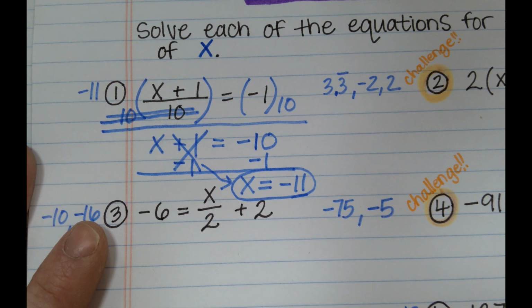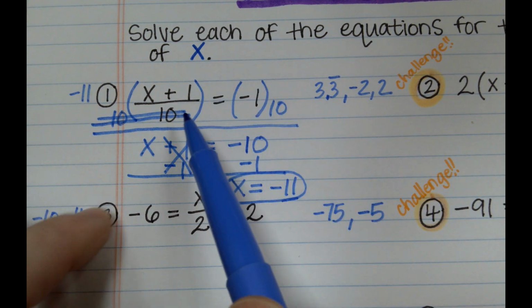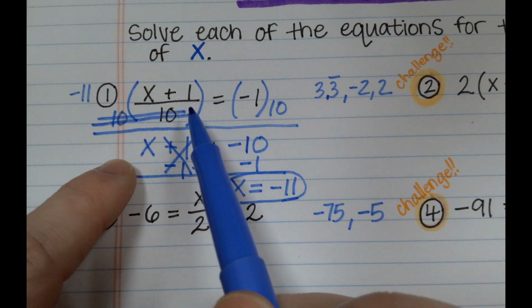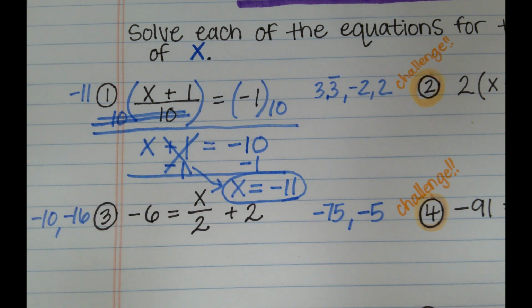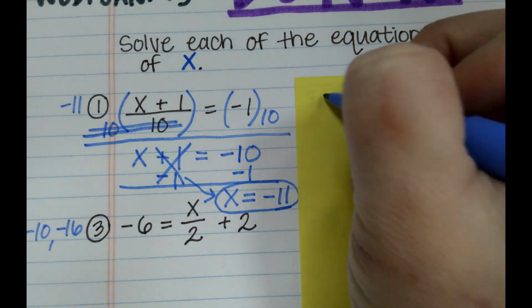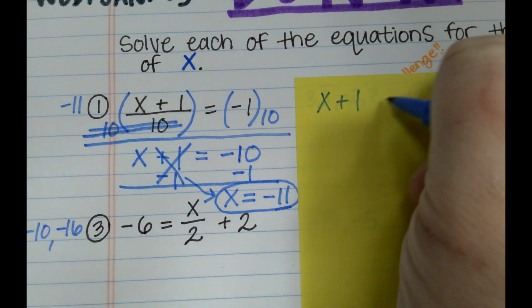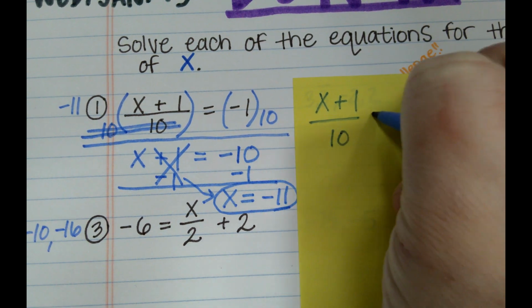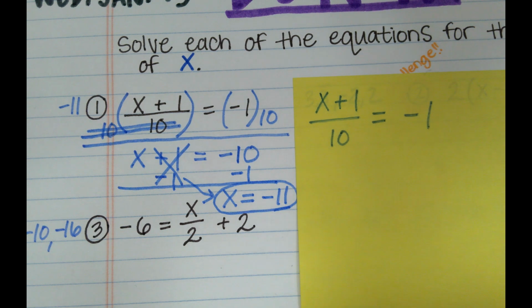Can you go back up there to the top, to the x plus 1 over 10? Yes, absolutely. Just explain it again. So let me grab a sticky note and I'm going to rewrite it so that we're not looking at too many things at once. So I have x plus 1 over 10 equals negative 1.